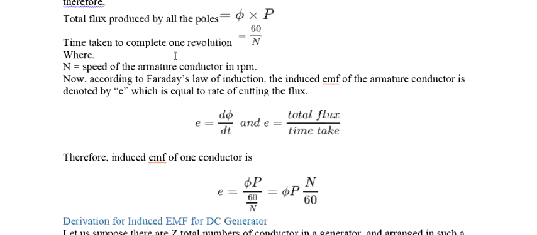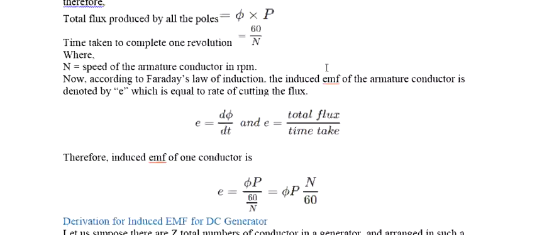Then we will see the time taken to complete one revolution. So if you assume that capital N is the speed, that is RPM, revolutions per minute is capital N. If that is the case, what is the time taken to complete one revolution? It will be 60 by N seconds. So we need it in general per second in order to get any expression.